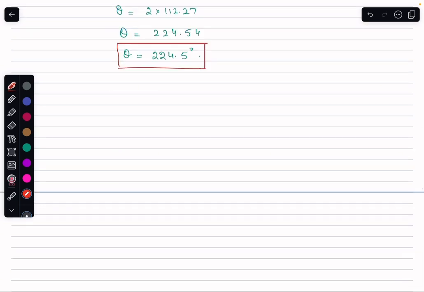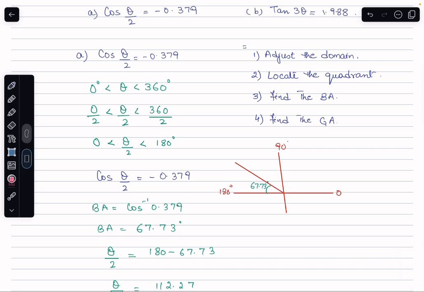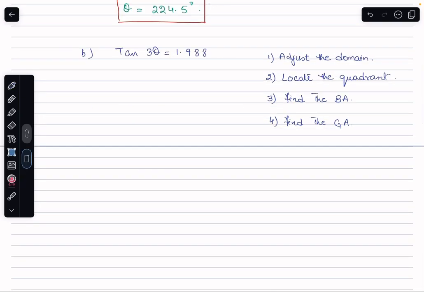Part B, it says it's tan of 3 theta, which is equals to 1.988. So tan of 3 theta equals 1.988. Again, I shall be following the 4 steps, and we know the 4 steps they are. So I shall be following the first step, which is to adjust the domain.